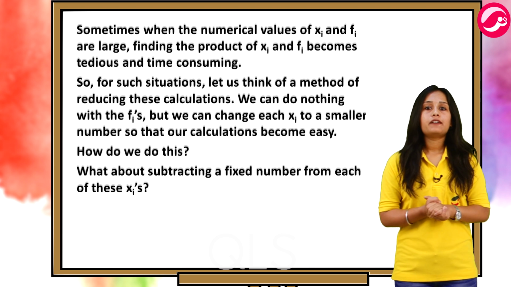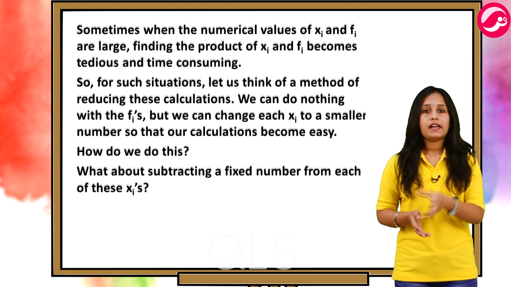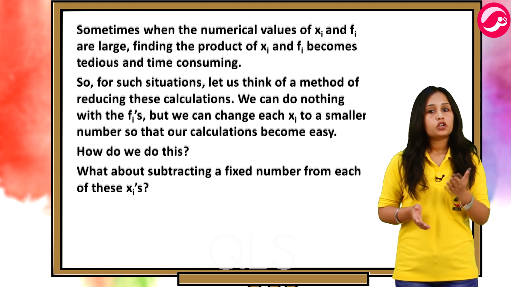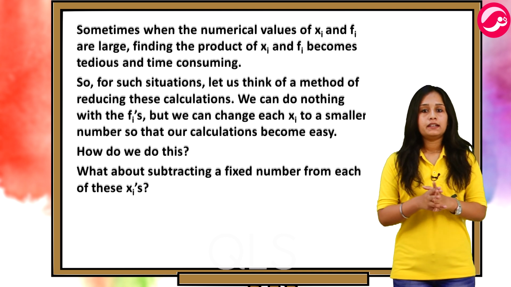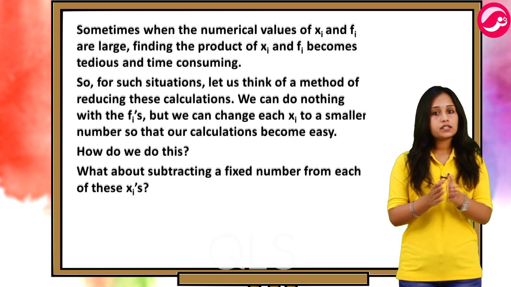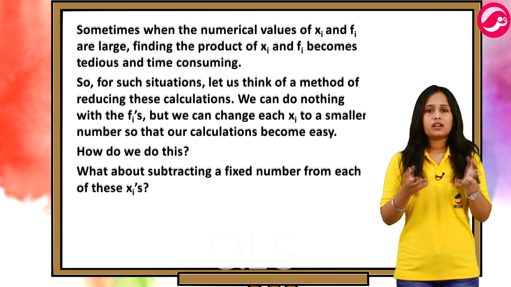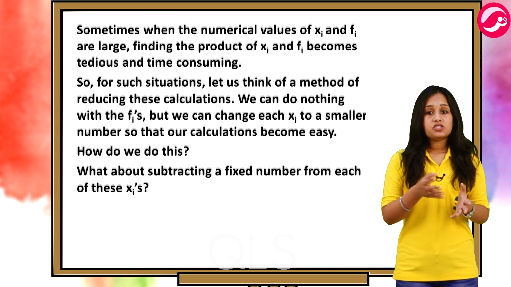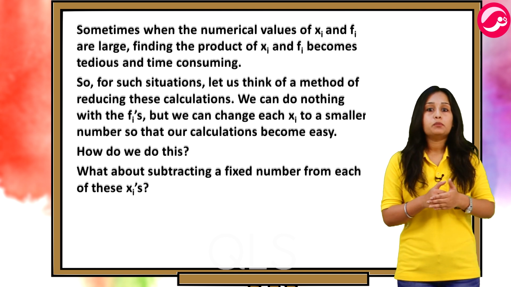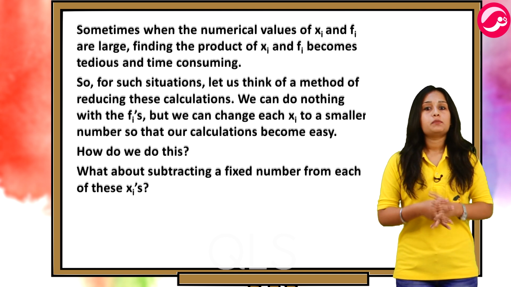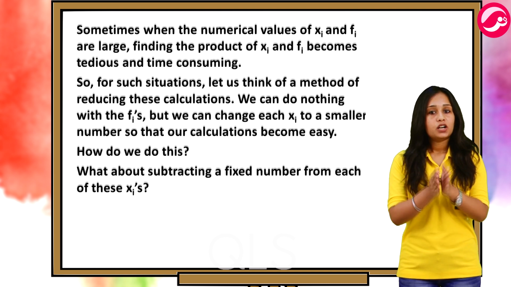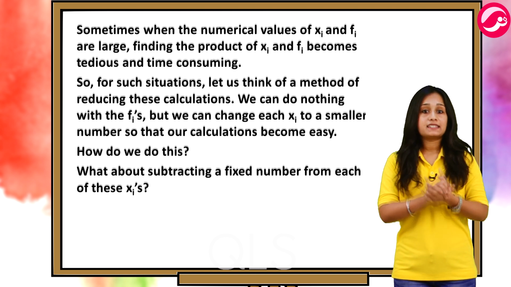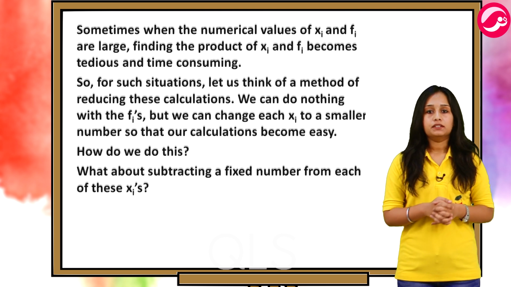Sometimes when the numerical values of xi and fi are large, finding the product of xi and fi becomes tedious and time consuming. So, for such situations, let us think of a method of reducing these calculations. We can do nothing with the fi's, but we can change each xi to a smaller number so that our calculations become easy. And how do we do this? What about subtracting a fixed number from each of these xi's? So, let us try this method.